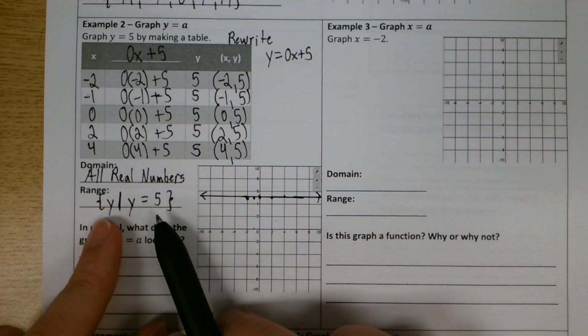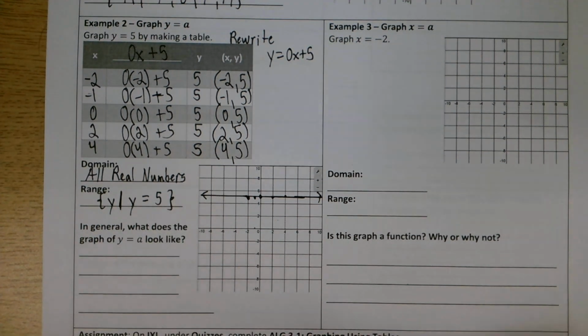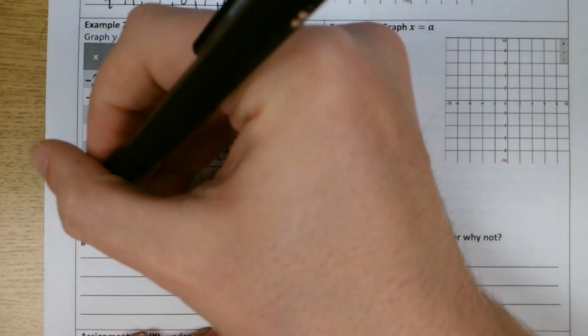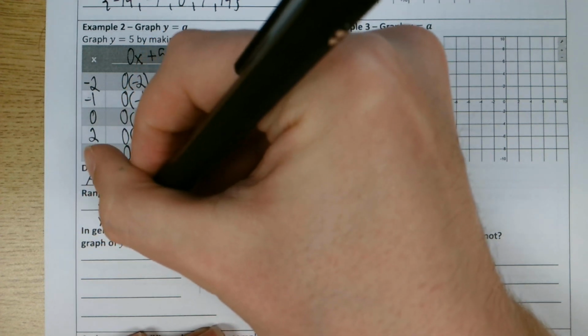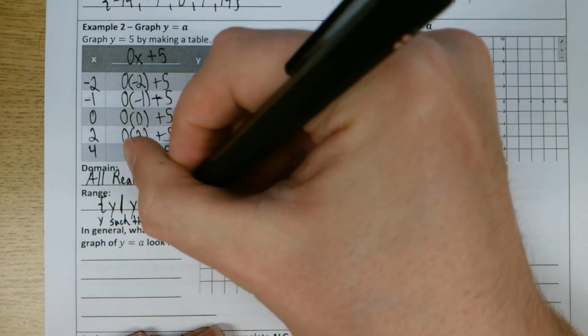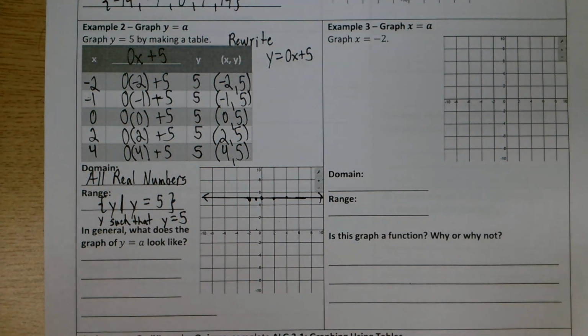That's one way of writing this. We call this set notation. You're going to have to be able to read it. Y such that y equals 5 is what we're calling that.